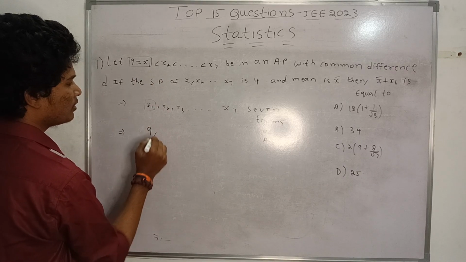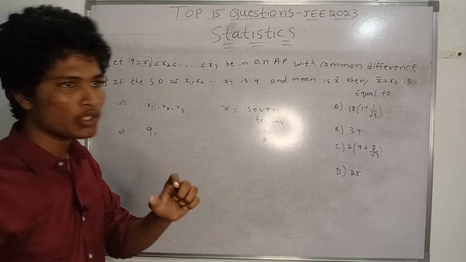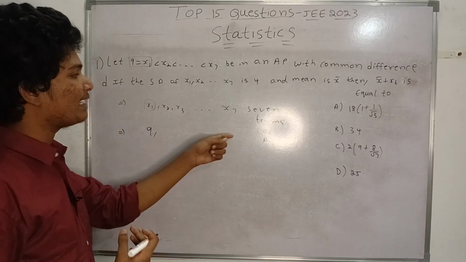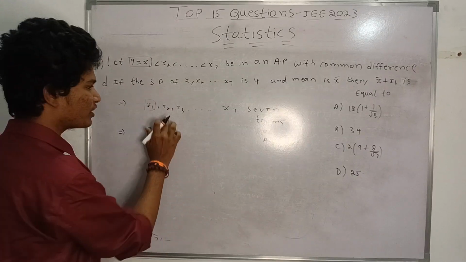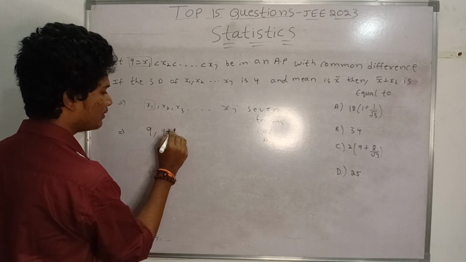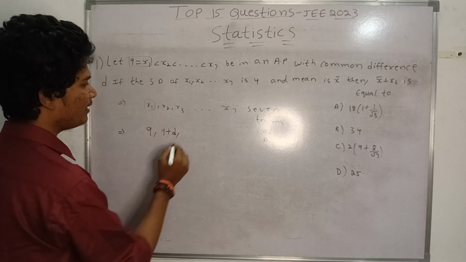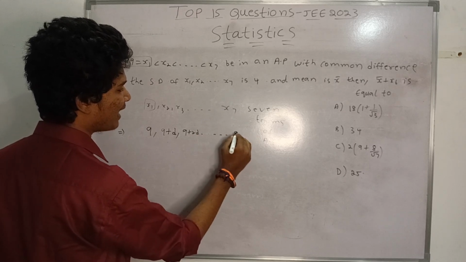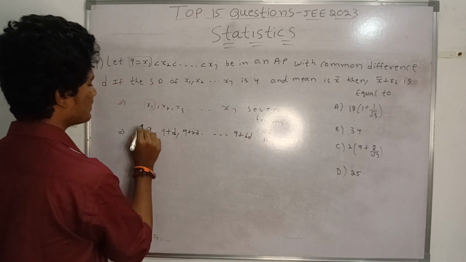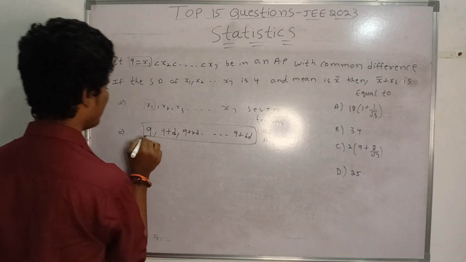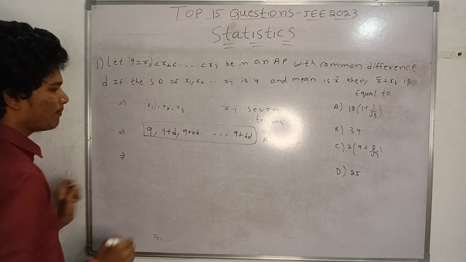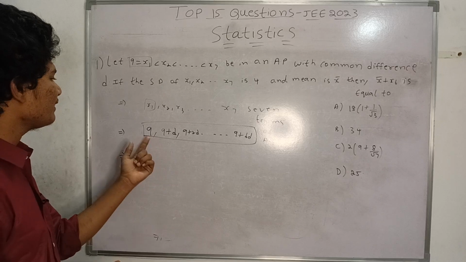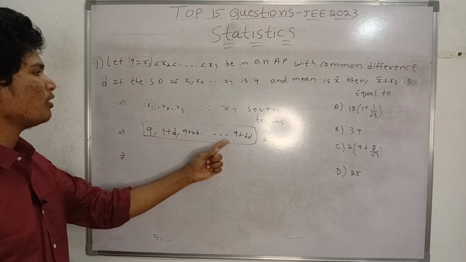So 9, what will be the second term? In order to make it easier, we can assume the second term not as x2 but as 9 plus d, by taking the common difference as d. Then 9 plus 2d, like that, and the last term will be 9 plus 6d. This is a trick to assume the terms with common difference d: 9 plus d, 9 plus 2d, up to 9 plus 6d.